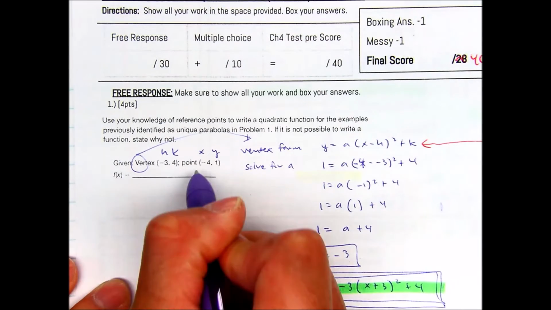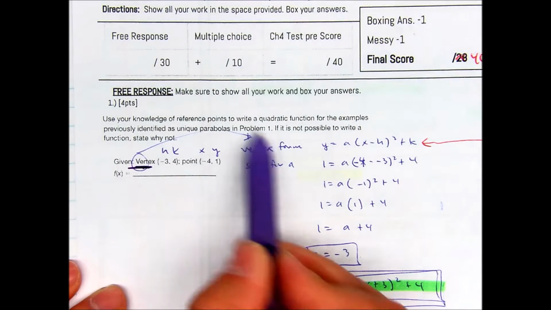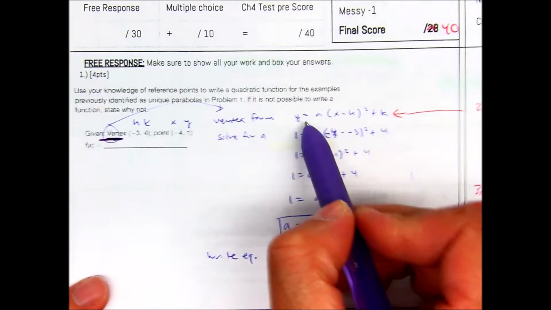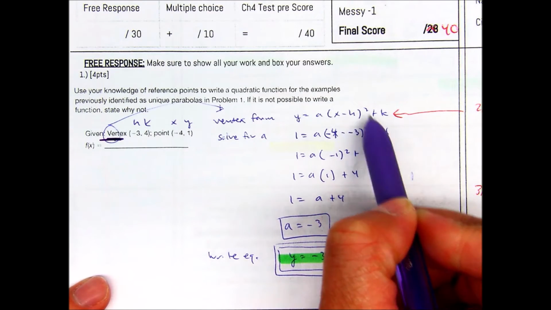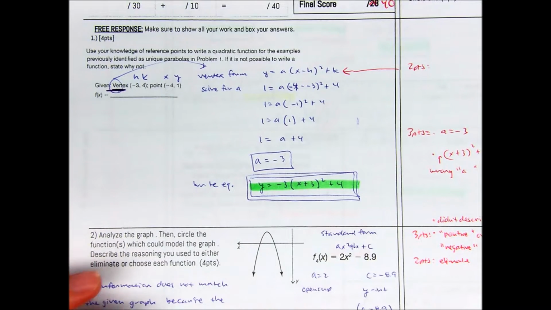It gives you the vertex and it gives you a point. Well, automatically you should think, well, that means I have vertex form. What is the vertex form? y equals a(x minus h) squared plus k. You got 2 points for just writing down the vertex form from your formula sheet.